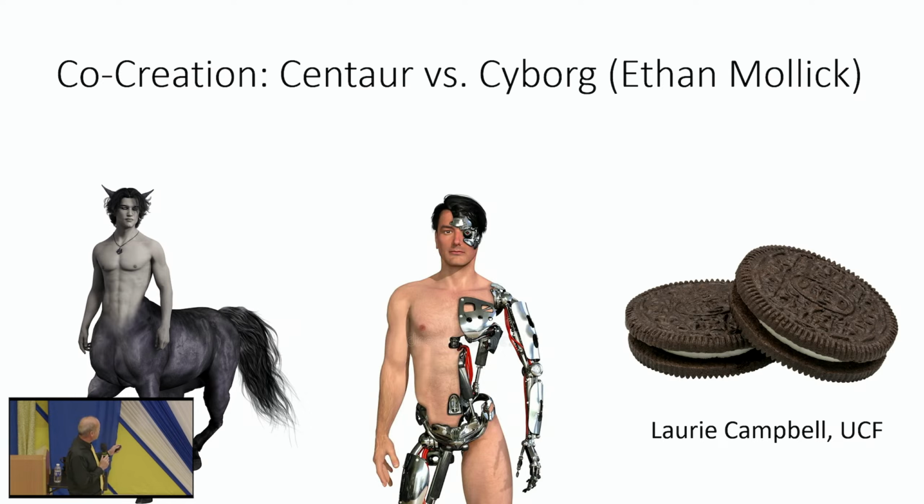So he's got this idea of, on the left, the centaur, which is half human and half horse, right? A centaur has a clear line of division. AI does this part, and then human does this part. So that's one way that co-creation could work, that AI does this and then I do that, or vice versa. But Ethan is actually more a fan of the cyborg model, where it's not clear where the AI stops and the human stops, or where the AI starts and the human starts, right? So it's just kind of back and forth.